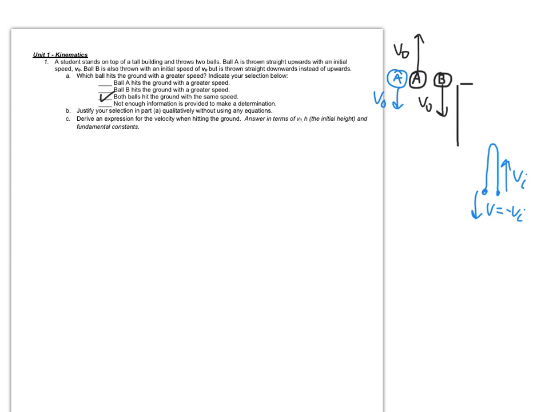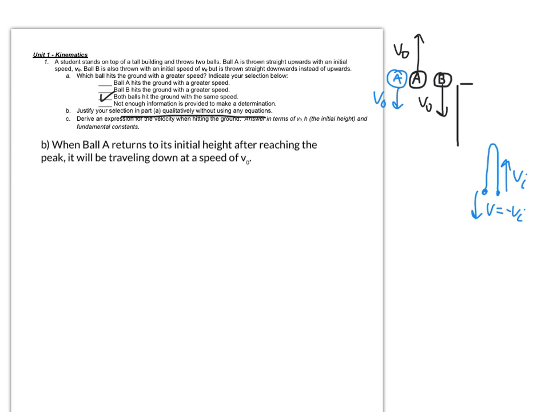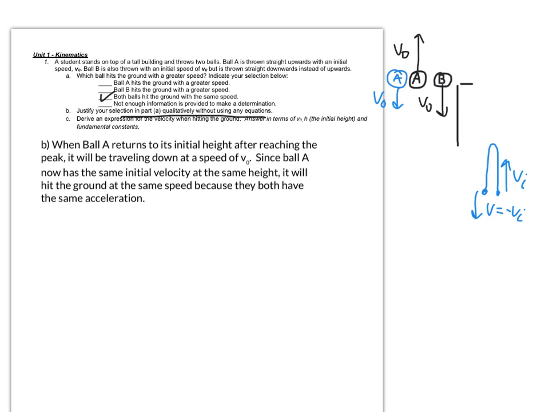So we want to justify our selection qualitatively without using any equations here. So we're basically going to say what we just talked about using those free fall concepts. To start off my explanation, I would just say that when ball A returns to its initial height after reaching the peak, it's traveling down at that speed of v0. And from there we can just say that since it's now identical to the initial velocity of ball B, and they both accelerate down at the same rate, and that is a key component of this, that they're both accelerating downward at 9.8 meters per second squared, they will reach the ground traveling at the same speed.